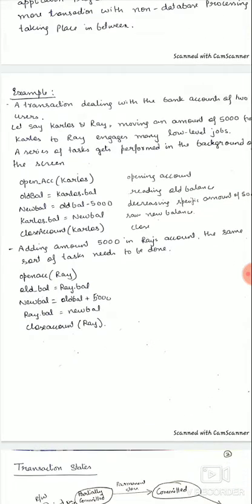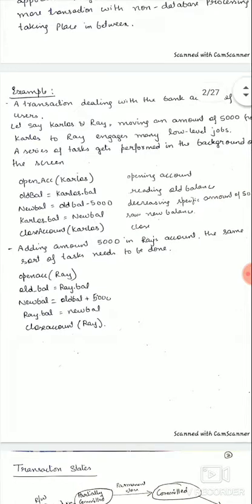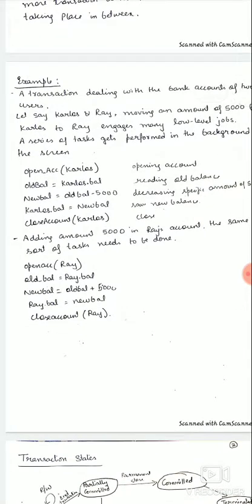Then the 5,000 that we have reduced from Carlos, we are going to update in Ray's account. So again we have to open Ray's account. His old balance will be the present balance, and the new balance equals the old balance plus 5,000. Then Ray's balance equals this new balance. Finally, close Ray's account.